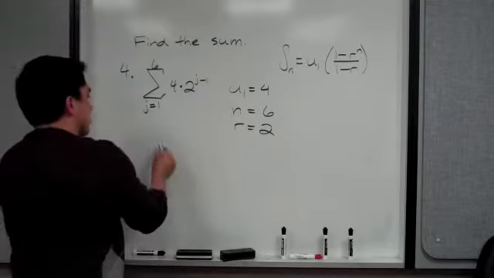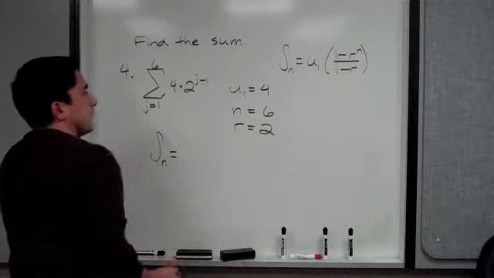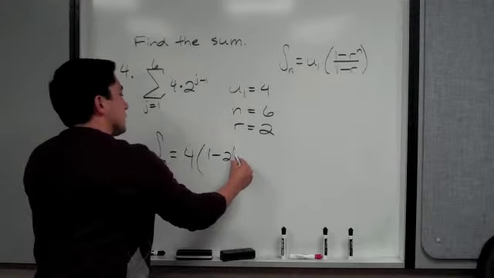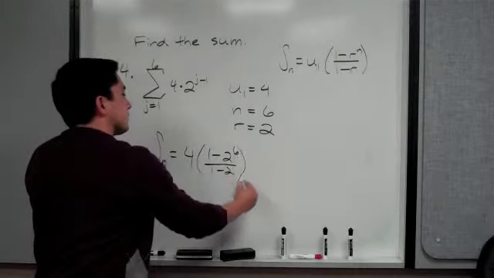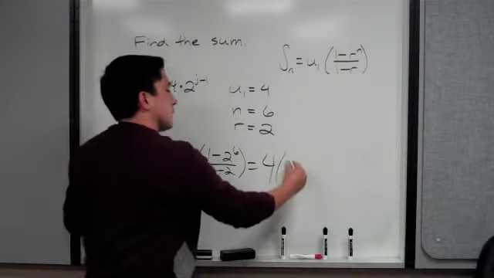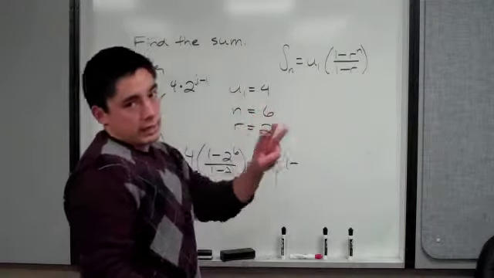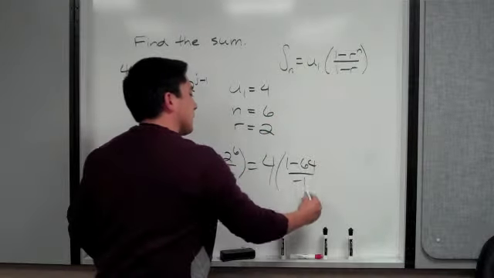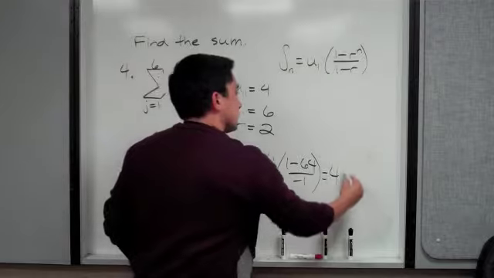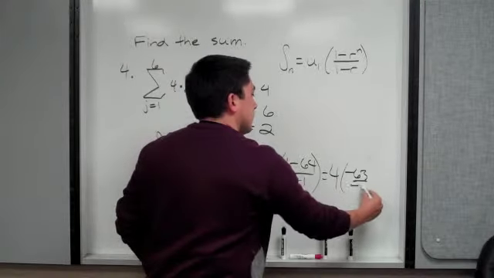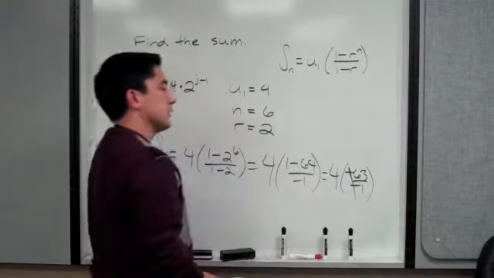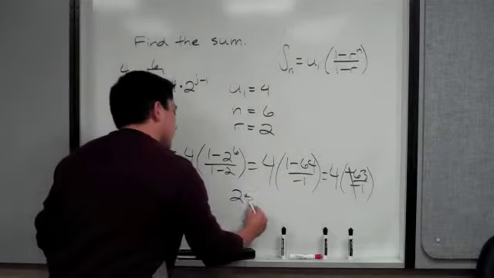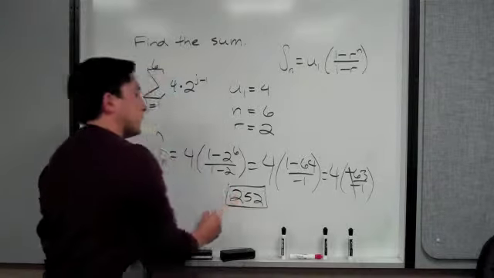So now we just plug into our formula. We get 4 times 1 minus 2 to the 6th over 1 minus 2. Which gives us 1 minus 2, 4, 8, 16, 32, 64, over negative 1. So that's 4 times negative 63 over negative 1, which those reduce. So you have 4 times 63, which is 252. Is your final answer.